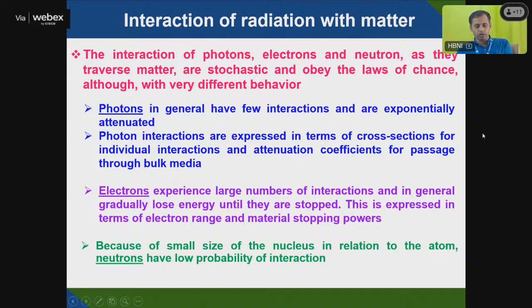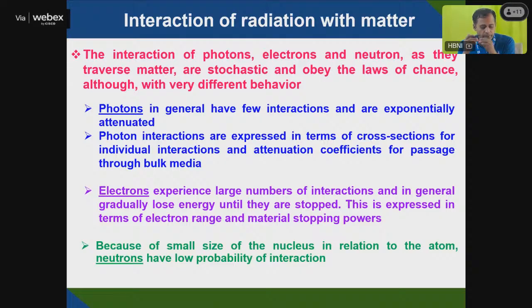That means when photons fall on a material, the interaction volume up to a certain zone is expressed in terms of cross section. In the case of an electron, it experiences a large number of interactions and gradually loses energy until it stops. This is expressed in terms of interaction volume, electron range and stopping power, that is, the strength of the material and the Z value of the material that can stop the electron from propagating inside it. We'll discuss that later.